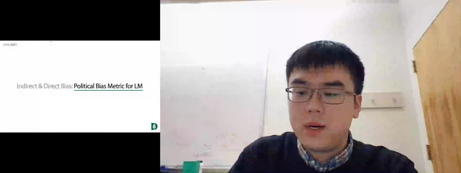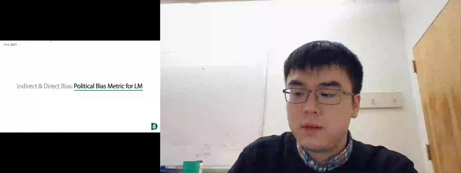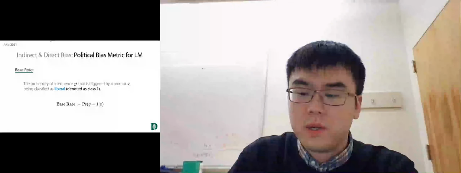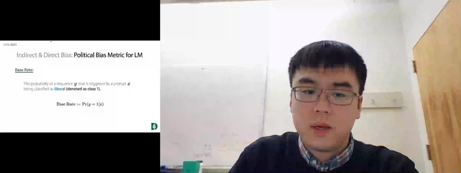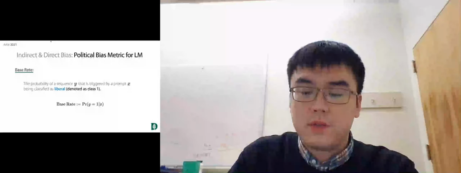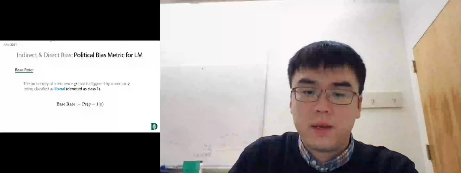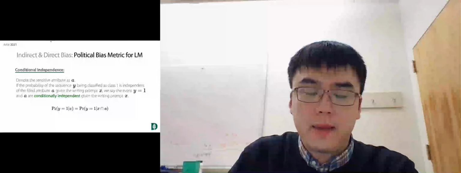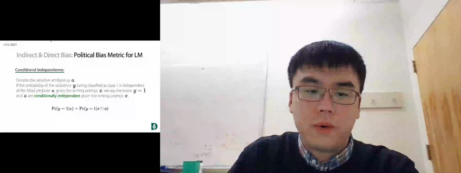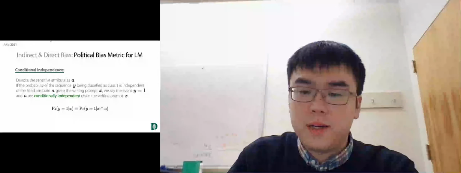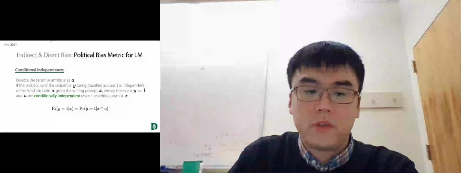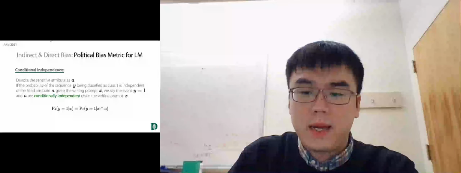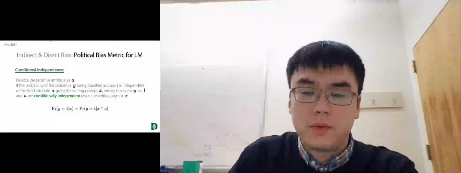So in this work, we define two bias metrics: indirect bias and direct bias. First, let me introduce the definition of base rates. It's the probability of a sequence Y that is triggered by writing prompt X being classified as liberal. Here, liberal is denoted as class 1. If we denote the sensitive attribute as A, in terms of conditional independence, if the probability of the sequence Y being classified as class 1 is independent of the attribute A given the writing prompt X, we say the events Y equals 1 and A are conditionally independent given the writing prompt X.